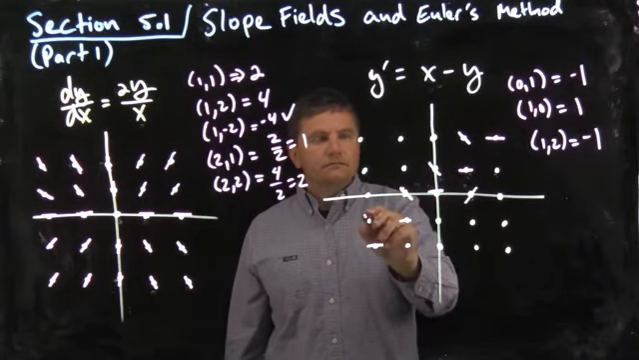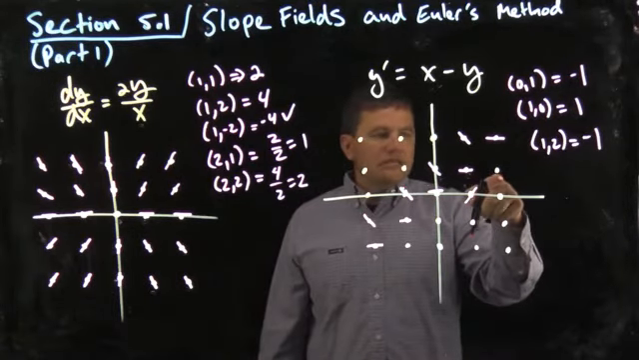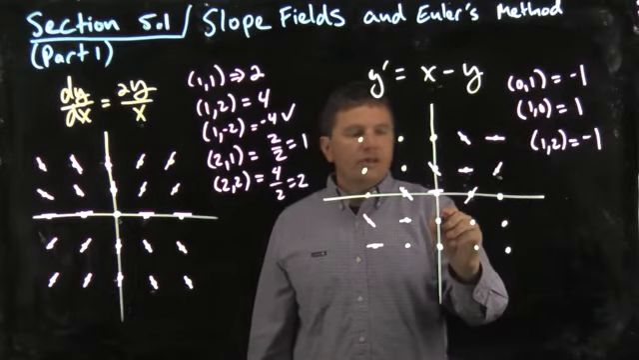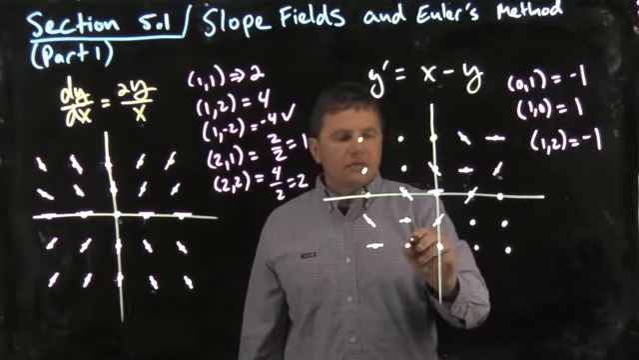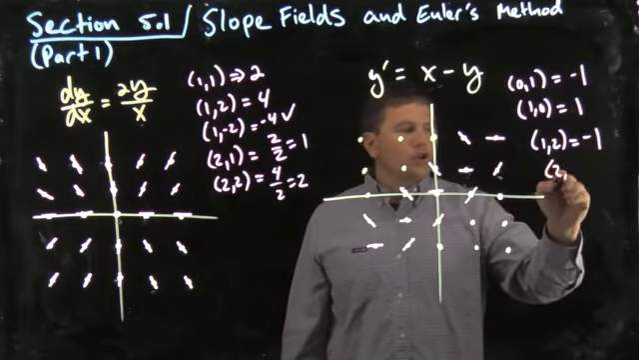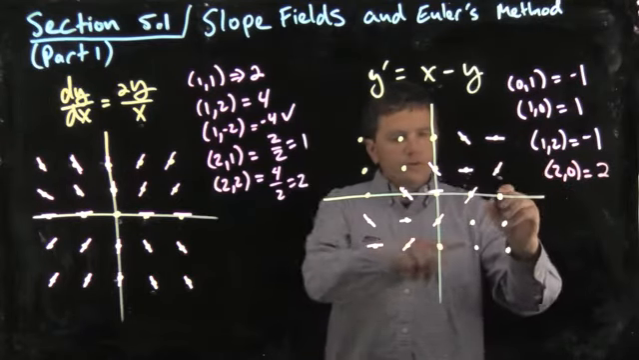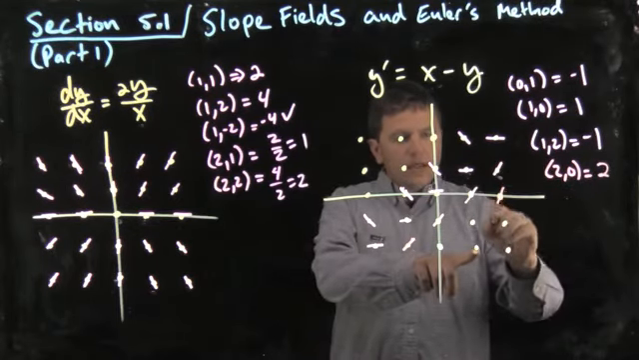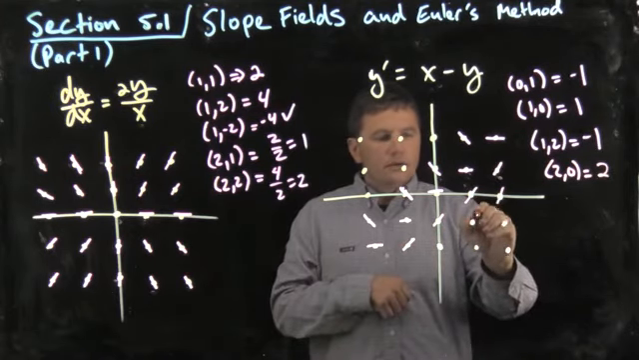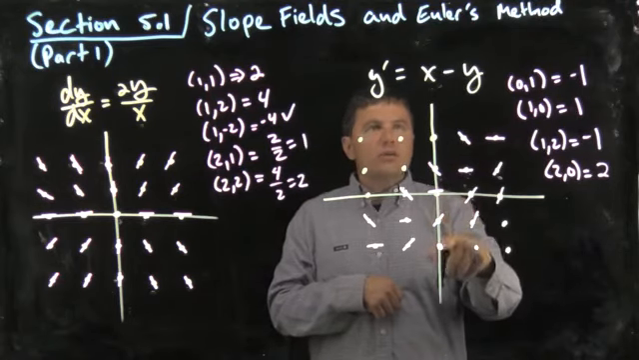Okay, so that means that at 2, 1, I'll get positive 1. I'll also get positive 1 here, and I'll get positive 1 here. So now I can just use this pattern to sort of go from there. 2, 0, that's going to end up giving me 2. And I'll get 2 at 1, negative 1. And I'll get 2 at 0, negative 2.